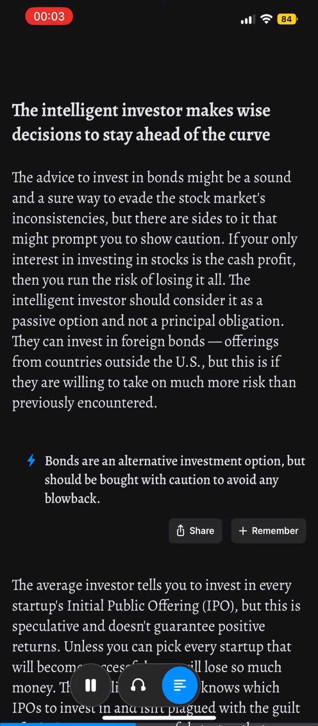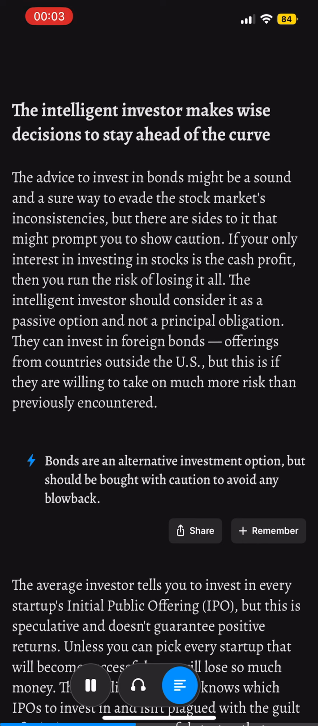Chapter 3. The intelligent investor makes wise decisions to stay ahead of the curve. The advice to invest in bonds might be a sound and a sure way to evade the stock market's inconsistencies. But there are sides to it that might prompt you to show caution. If your only interest in investing in stocks is the cash profit, then you run the risk of losing it all. The intelligent investor should consider it as a passive option and not a principal obligation.